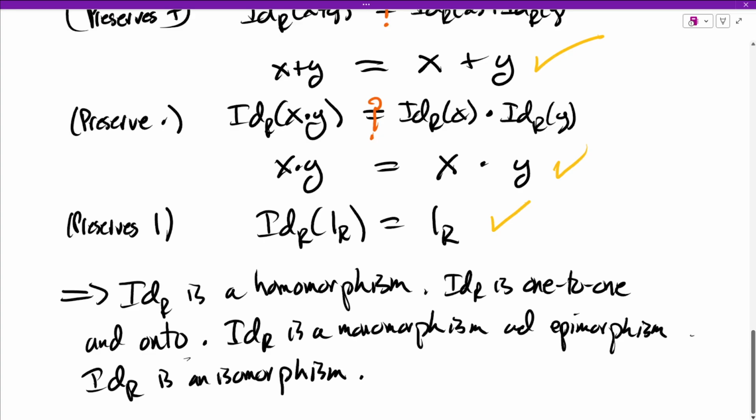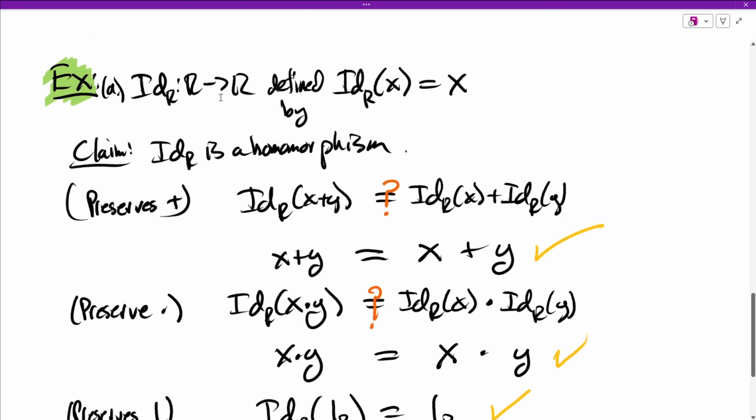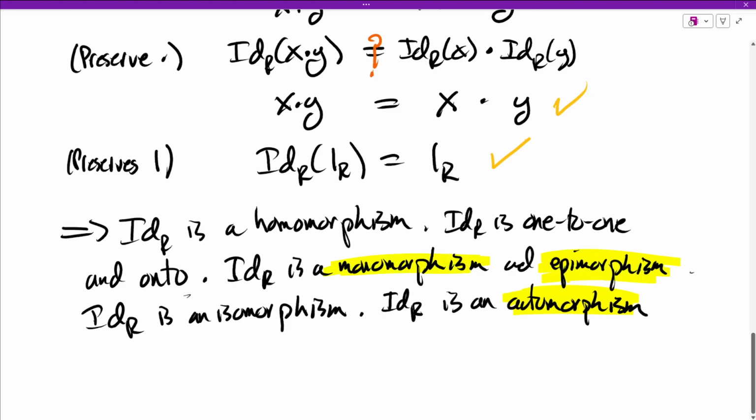But the codomain and the domain are the same thing, right? They're both R. So this tells us the identity is an isomorphism from the ring to itself. So it's an automorphism. It's all of those things, actually. Not all homomorphisms are all of those things. They're usually none of them. But in fact, it is all of the orphisms that we've said.